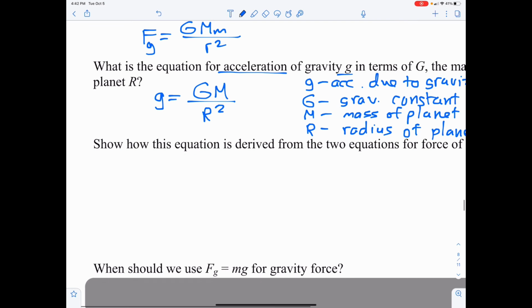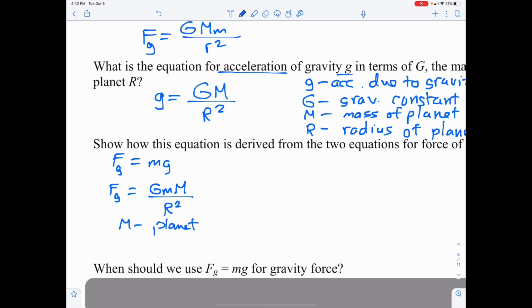Show how this equation is derived using the two equations for force of gravity. So this is how we derive it. We know that the gravitational force on the surface of the Earth is m times g. But we know that universal gravitation between any two masses is big G times little m times big M divided by r squared, where big M is going to be planet and little m is object at the surface of the planet. And r is, of course, the distance between those two, which would essentially be the radius of the planet, since any object at the surface is essentially a radial distance away from the center.